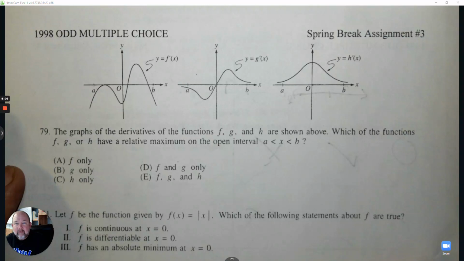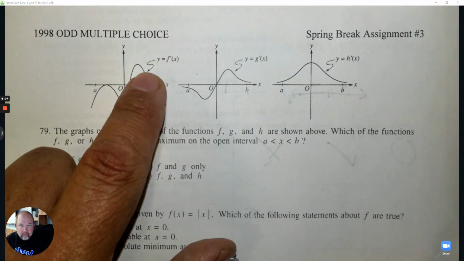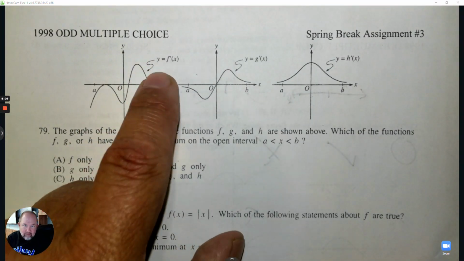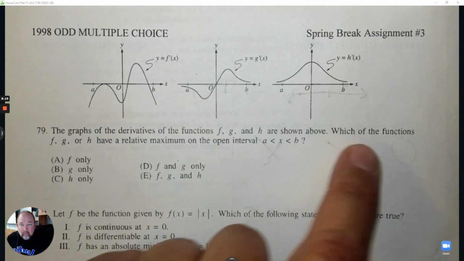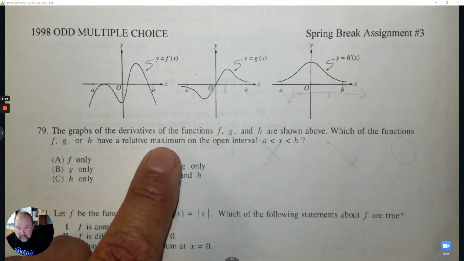All right, turn the page. So you should do it first, right? So press pause and try it. Derivative, derivative, derivative. The graphs of the derivatives are there. Which of the functions have a relative maximum?